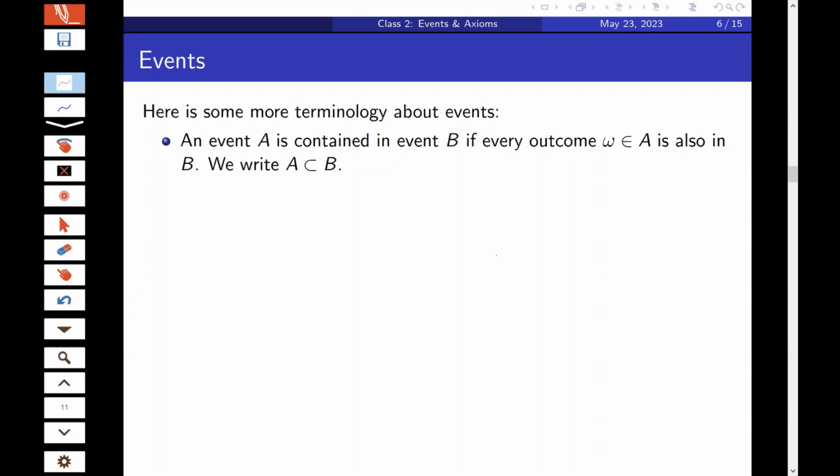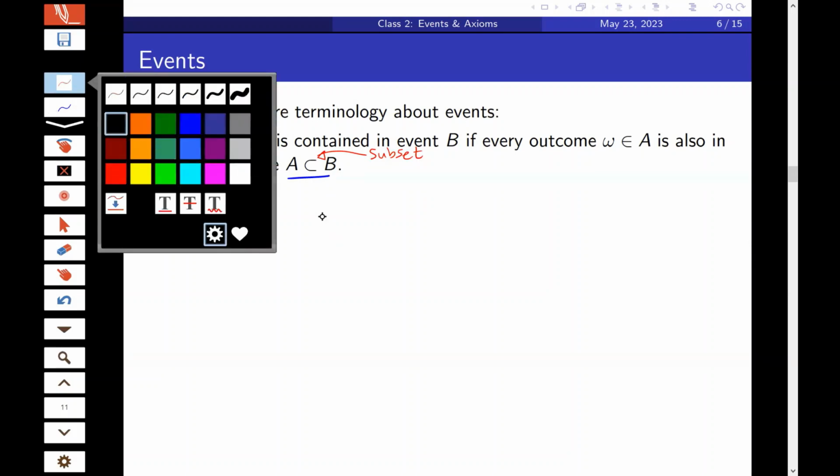First terminology: an event A is contained in B if every outcome of A is also in B, so we write A subset of B. We discussed this sign already. This is a subset, so A is a subset of B. We can visualize this one.